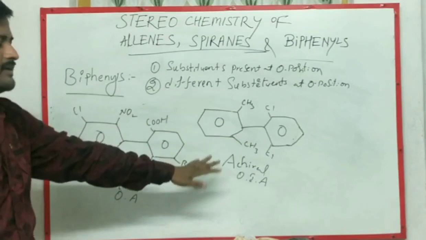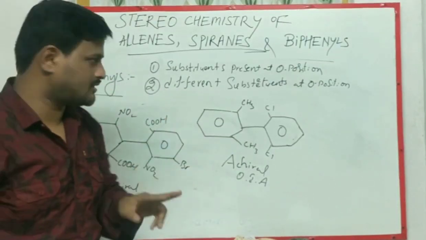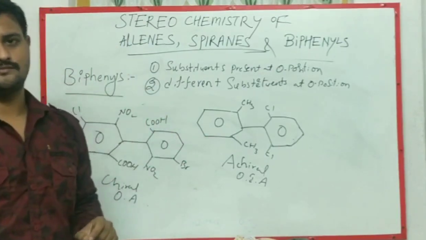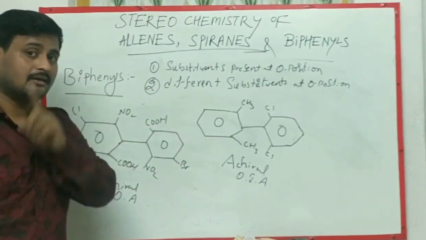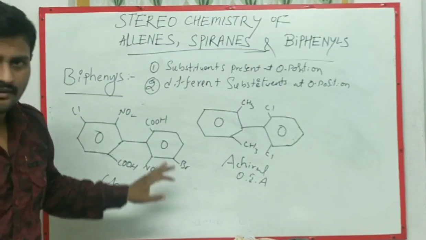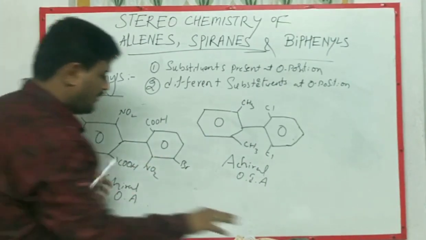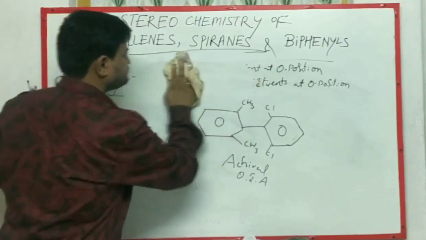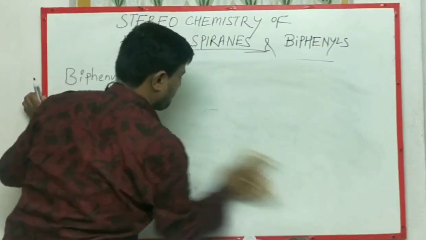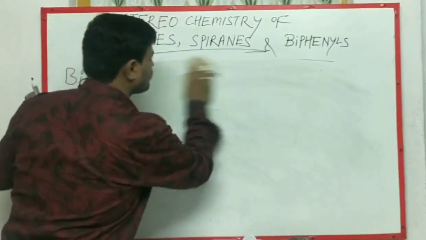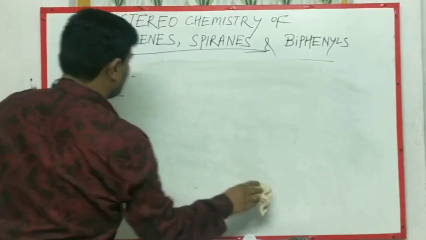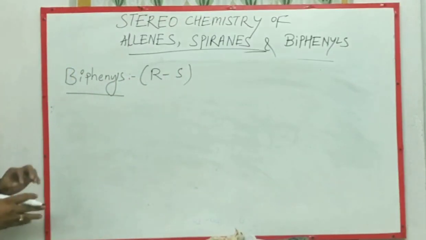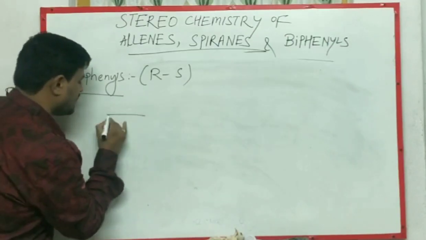For any example given for biphenyls, you can observe only two conditions: ortho position substituents and different substituents. Clear? And now we have to go for RS configuration of biphenyls. Our previous example I have to take.